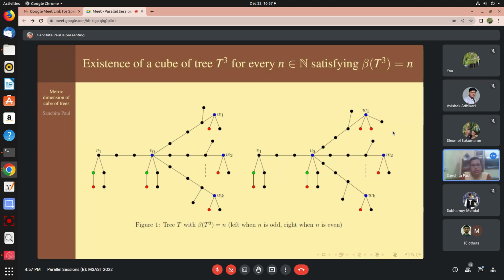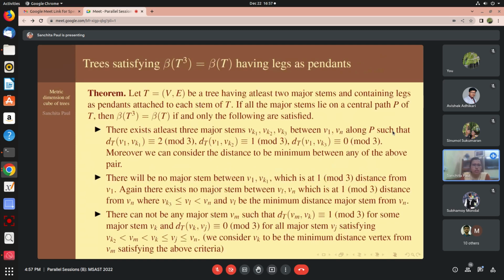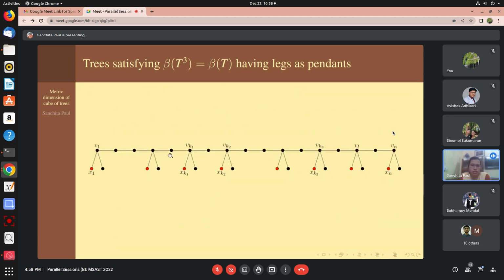Next we have characterized those trees which satisfy beta of T cube equal to beta of T and have legs as pendants. We have considered that all major stems lie on a central path, because the general problem is very challenging and is still open. In this case we see that there exist at least 3 major stems, vk1, vk2 and vk3, which are at distance 2 modulo 3, 1 modulo 3, and 0 modulo 3 from V1.